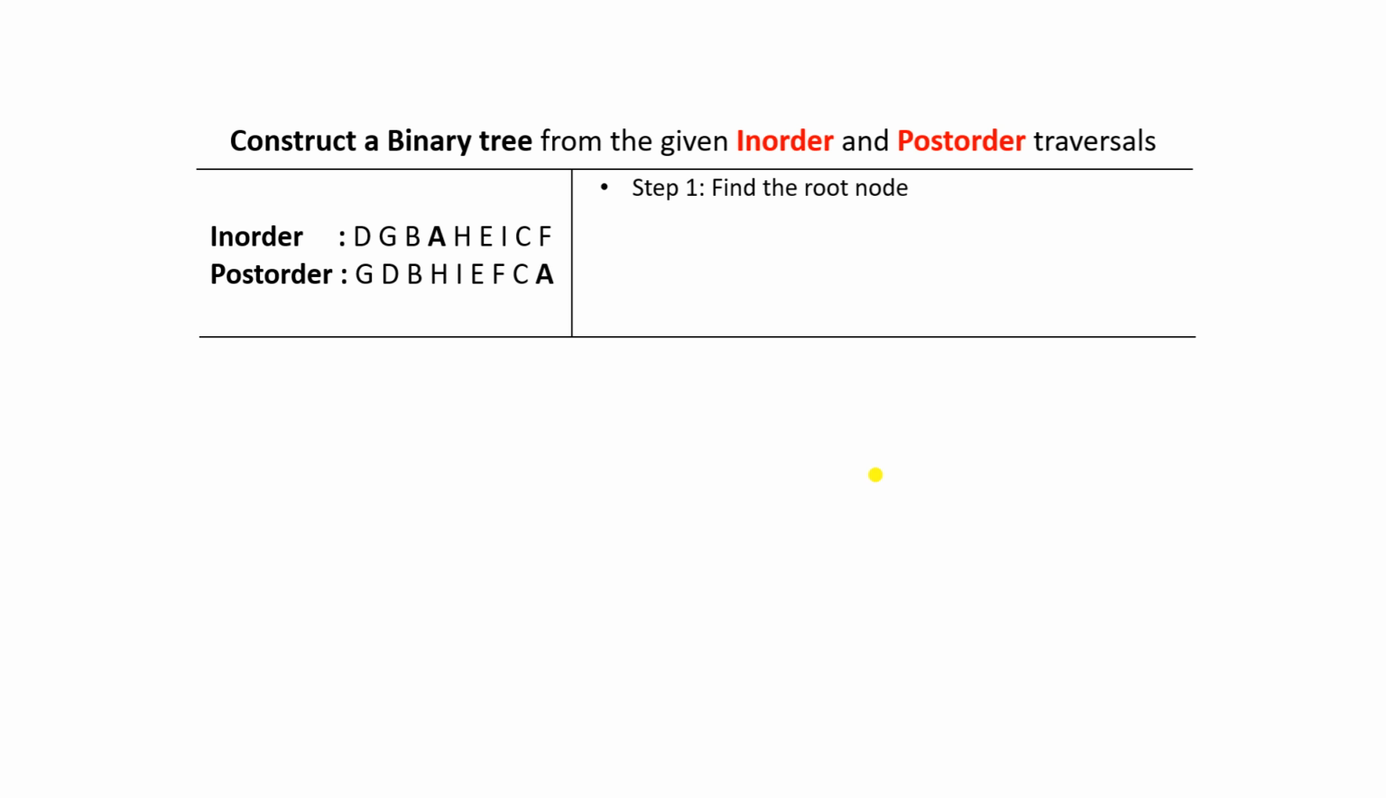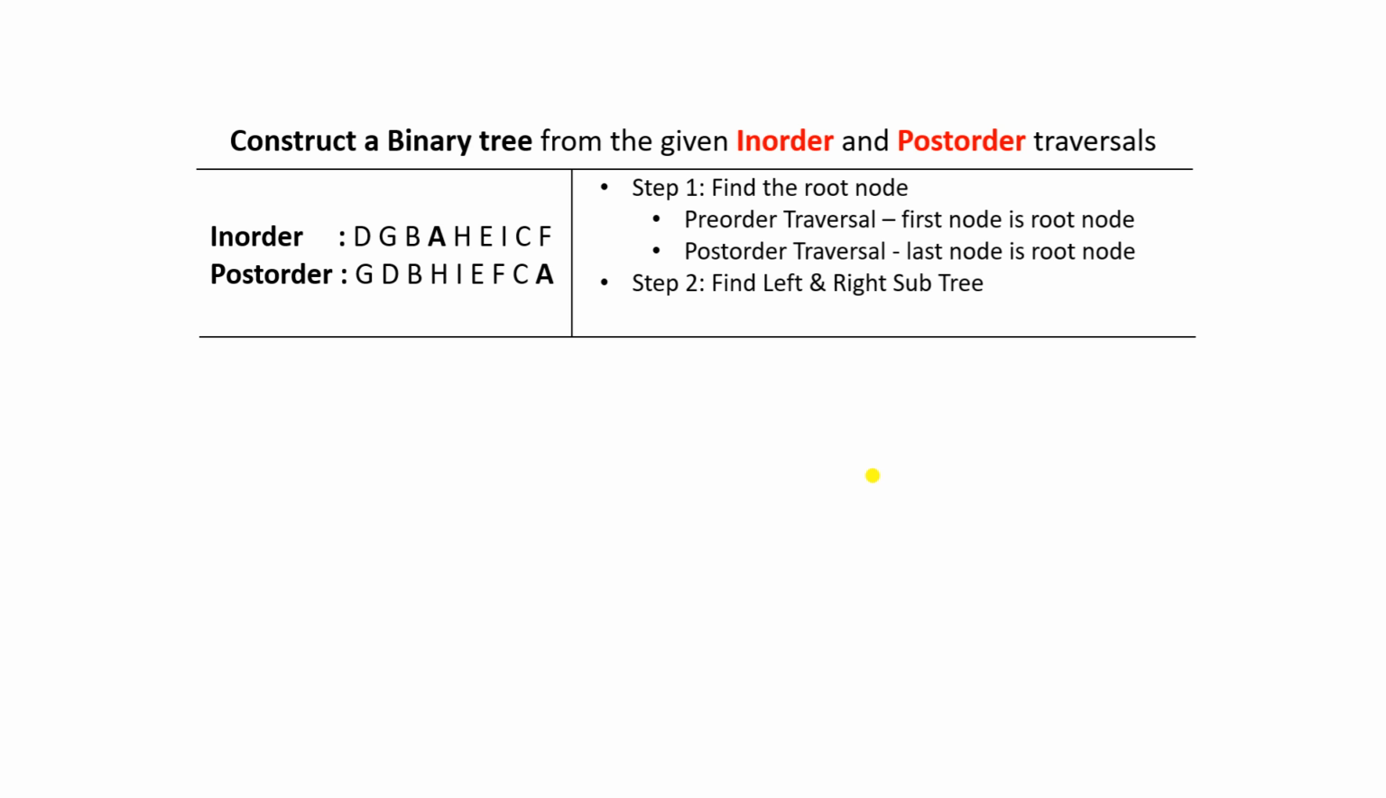So finding the root in case of pre-order and post-order traversal is easy. In case of pre-order traversal, the first node is always the root node, and in case of post-order traversal, the last node is the root node. After knowing the root node, the next step is to find the left and right subtrees. That can be found with the help of the in-order traversal, which gives the left and right subtrees.